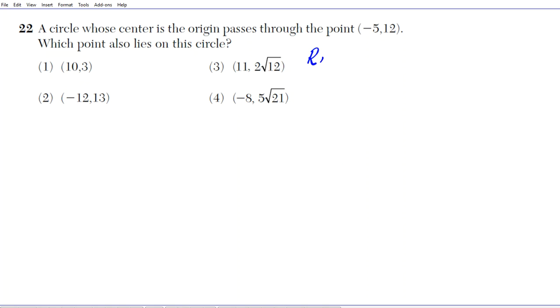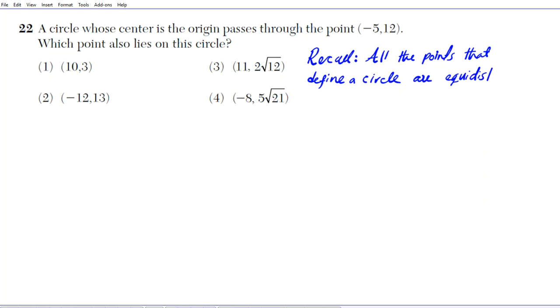So you want to recall that all the points that define a circle are what? Are equidistant from the center. If you think about the definition, a circle is a locus of points that are equidistant from a fixed point known as the center. All right, so this is the idea we're going to be using to solve this problem.